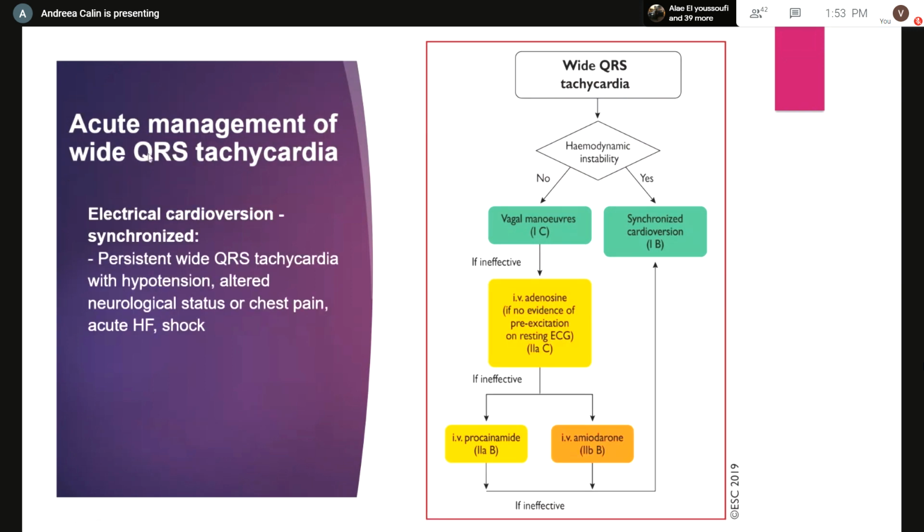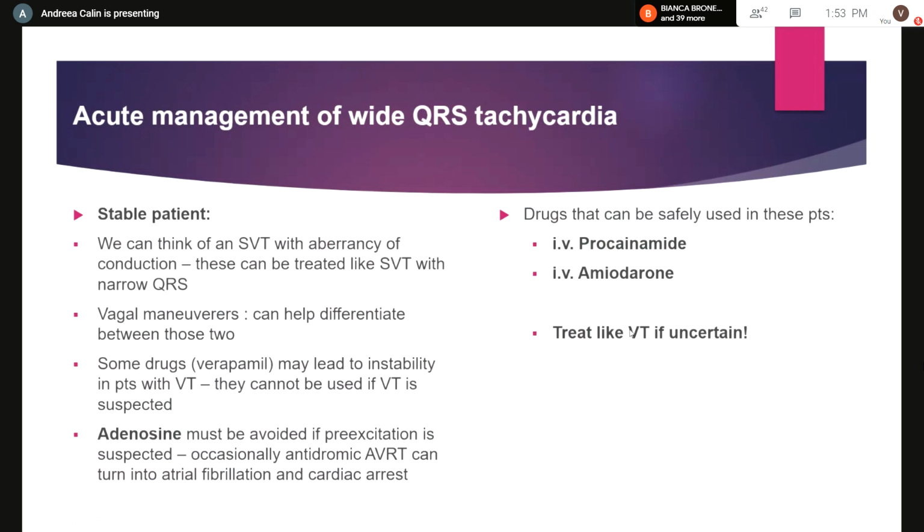In wide QRS tachycardia, we should perform electrical cardioversion with a synchronized electrical shock if the patient has a persistent tachycardia with a wide QRS complex with shock, hypotension, altered mental status, chest pain, or acute HF. If the patient is not hemodynamically unstable, we should perform vagal maneuvers. If they are ineffective, we should treat the patient like VT if we are uncertain of the diagnosis.